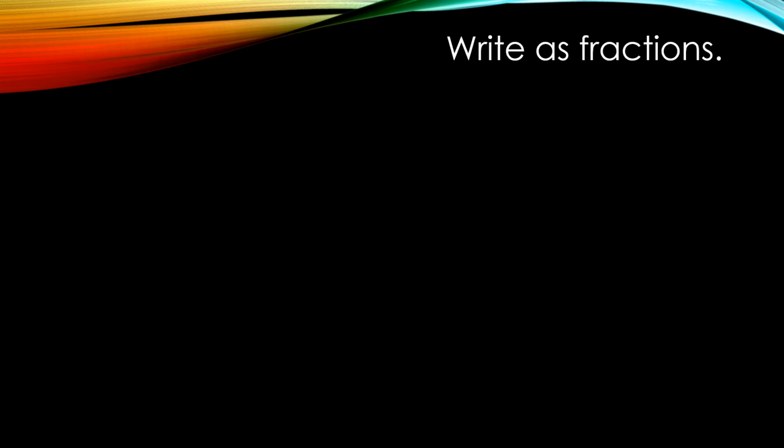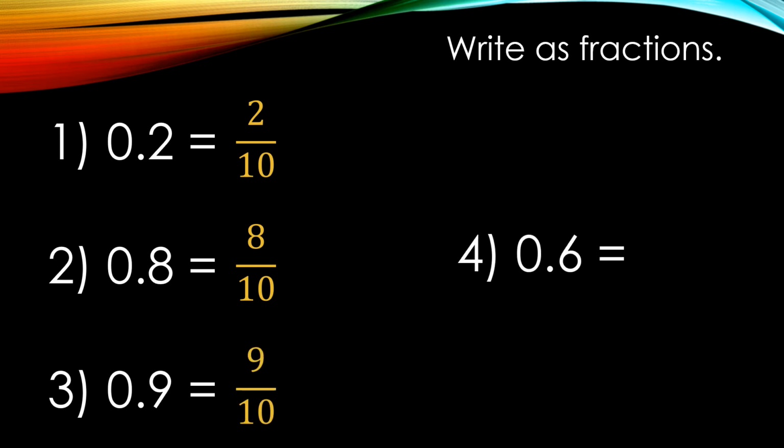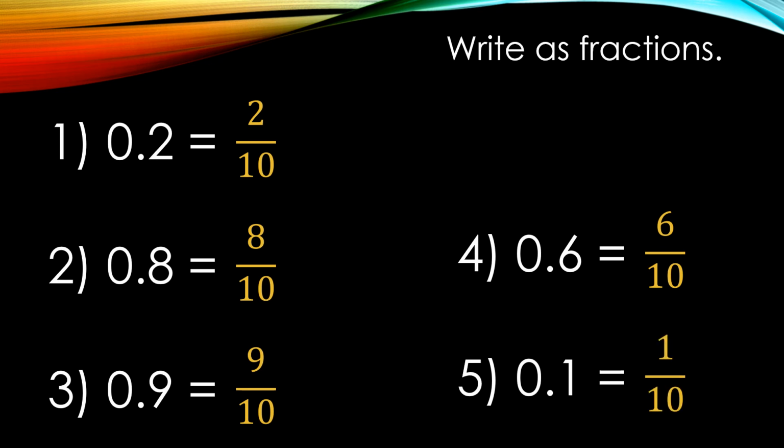Next, write as fractions. Question number 1, 0.2. We write it as 2 upon 10. Question number 2, 0.8. We write it as 8 upon 10. Question number 3, 0.9. We write it as 9 upon 10. Question number 4, 0.6 is equal to 6 upon 10. And question number 5, 0.1. We write 0.1 as 1 upon 10.